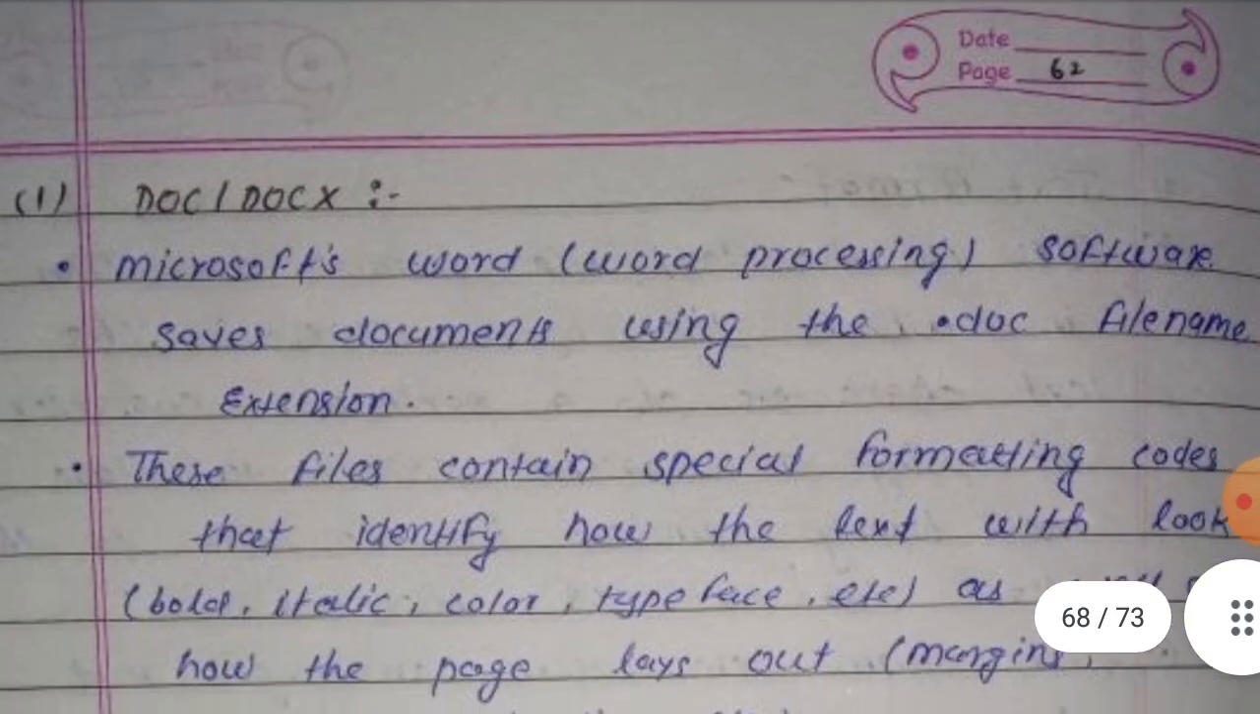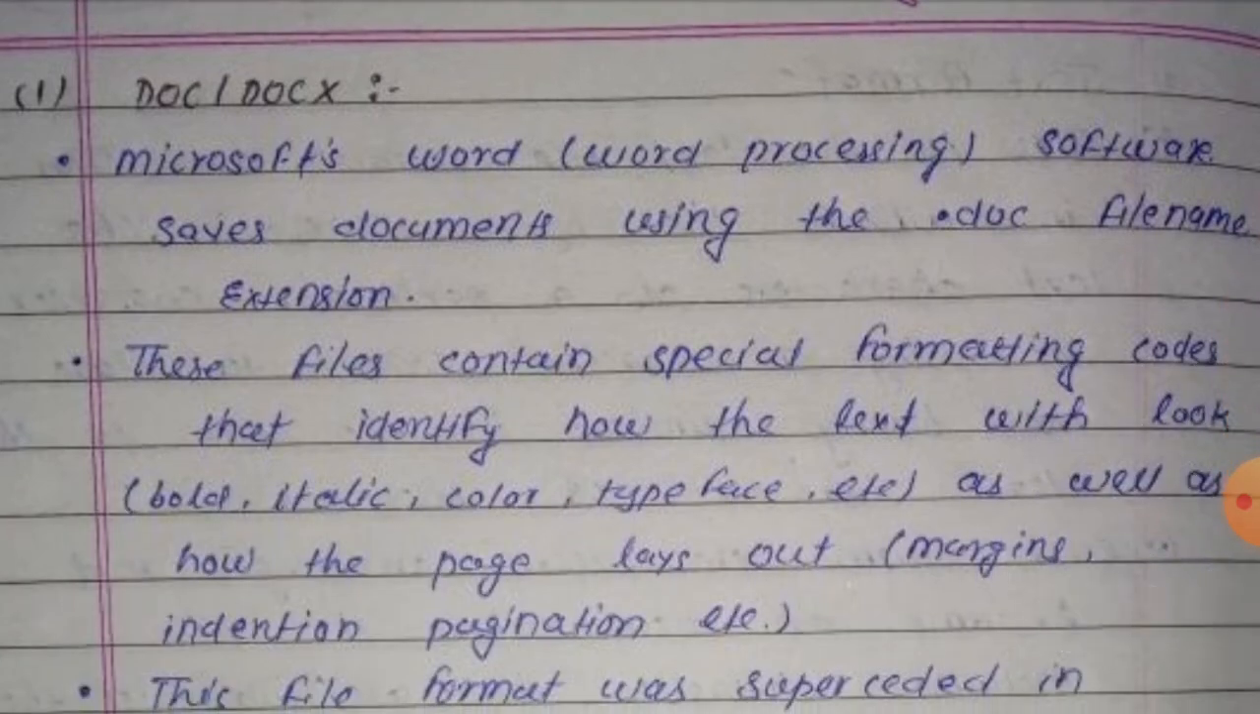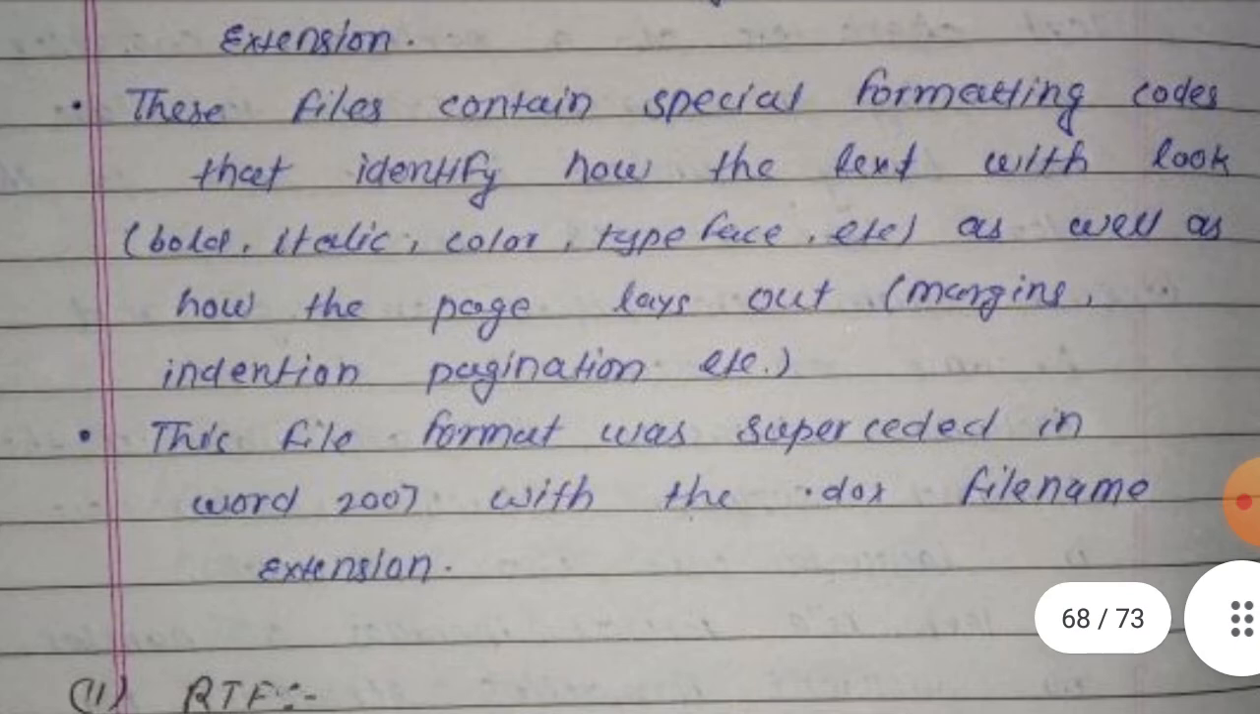DOC. Microsoft Word processing software saves documents using the .doc file name extension. Their files contain special formatting codes that identify how the text will look, such as bold, italic, color, typeface, etc., as well as the page layout, margin, indentation, pagination, etc. This file format was superseded in Word 2007 with the .docx file name extension.